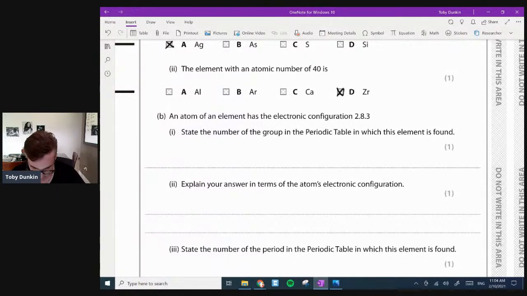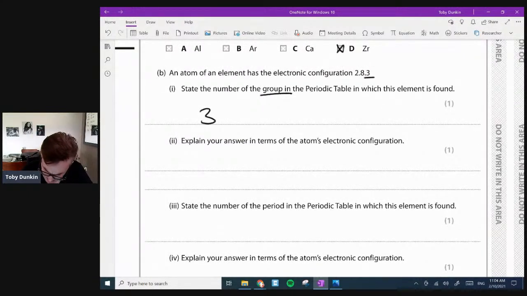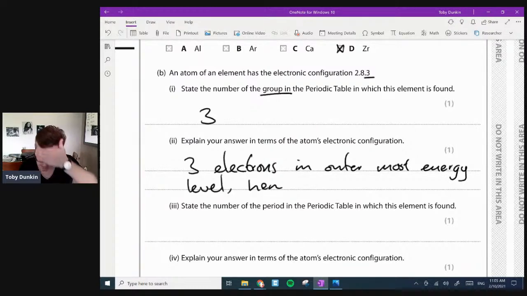The element with the electronic configuration 2, 8, 3: state the number of the group in the periodic table to which it belongs. The group, of course, is the final number, which is 3. Explain your answer in terms of the atom's electronic configuration. Why is it in group 3? Outermost electrons. There are 3 electrons in the outermost energy level. Hence group 3. They're asking for the term of group, so hence group 3.